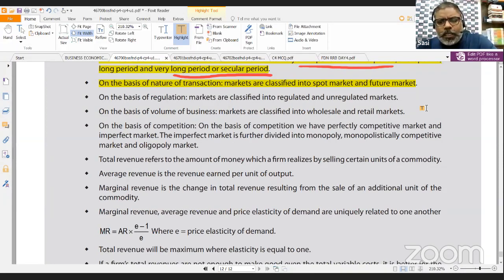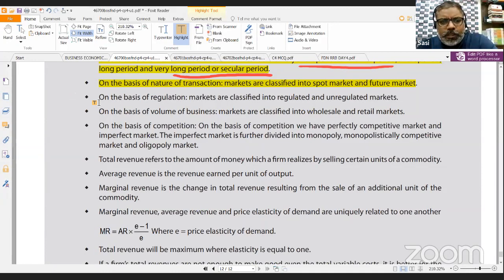Usually, there are many commodities which have a future market: gold, currencies, shares, all of them have futures markets. Even in India, agricultural produce, some of them have futures markets. So spot market is something where immediately the delivery happens, settlement happens.